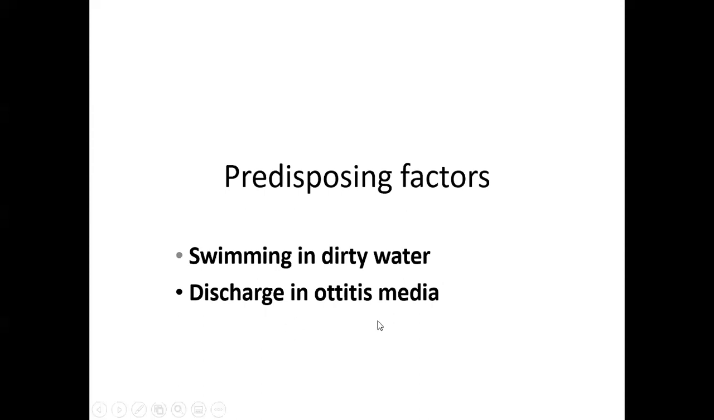The second is the discharge in otitis media. What is otitis media? It is an infection of the middle ear cavity. Whenever there is infection of the middle ear cavity, the pus will extrude from the middle ear cavity into the external auditory canal. If this pus has not been cleaned up properly and the discharge is always present in the external auditory canal, definitely it will decrease the immunity of the surrounding tissues of the external auditory canal. And when the immunity is decreased, the chances of fungal infections are always more. So there are two predisposing factors: swimming in dirty water and discharge in otitis media.